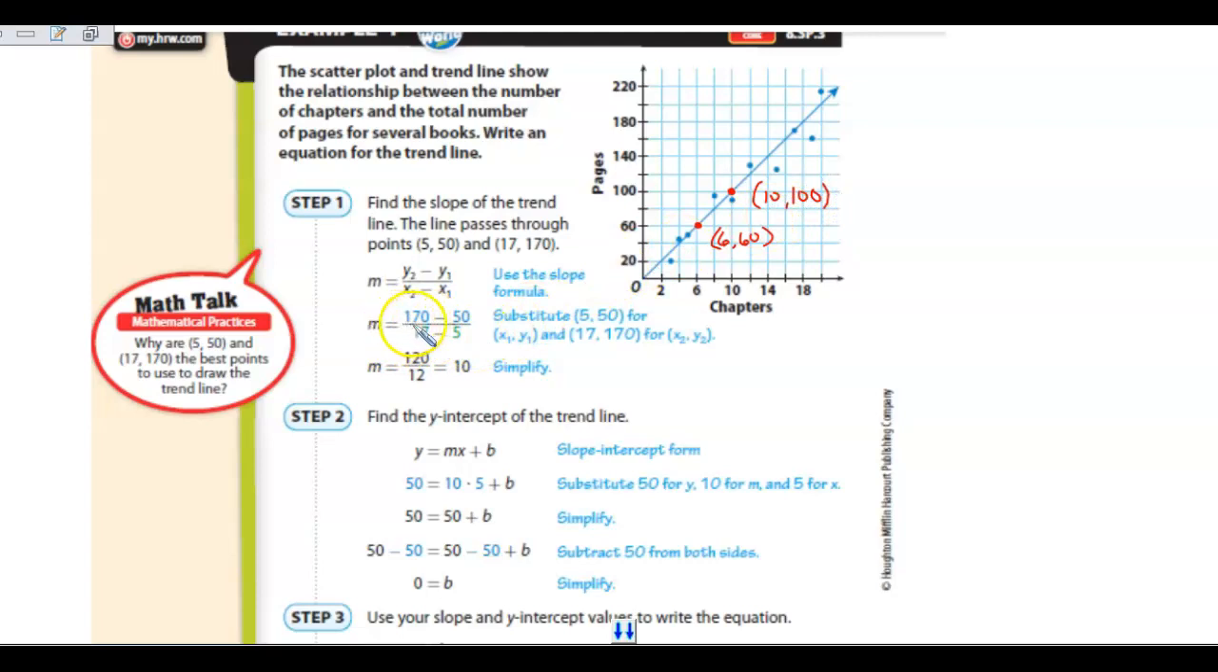They used 170 and 17 and 170, so they used this one here. But that's not an easy one to figure because it's kind of not quite right there. So I pick ones on the line that are easier. So I have my 100. Now I'm going to find my slope. 100 minus 60 over 10 minus 6. And so this becomes 40 over 4, and that simplifies down to 10. So my slope is 10.